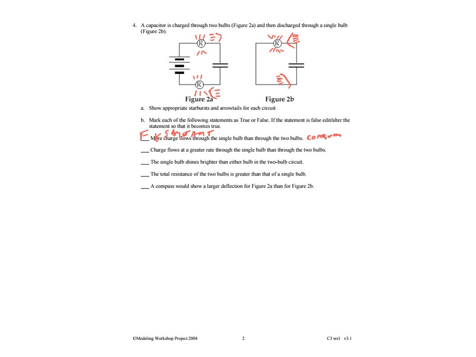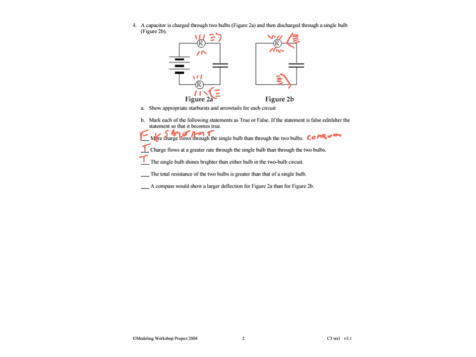Charge flows at a greater rate through the single bulb than through the 2 bulbs. That is true. Because, why? Because these 2 bulbs are in series with each other. So there's a higher resistance with 2 bulbs, which means that there's a lower flow rate through the 2 bulbs. So there's a higher flow rate through the single bulb. Single bulb shines brighter than either bulb in the 2 bulb circuit. That is true, because when you add more bulbs in series, you will decrease the brightness of the bulbs overall.